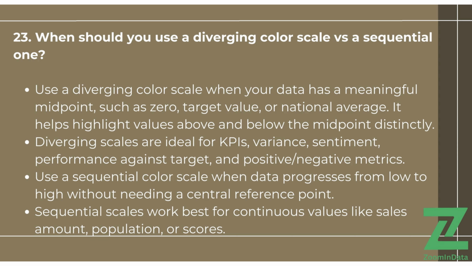Use a sequential color scale when data progresses from low to high without needing a central reference point. Sequential scales work best for continuous values like sales amount, population, or scores.